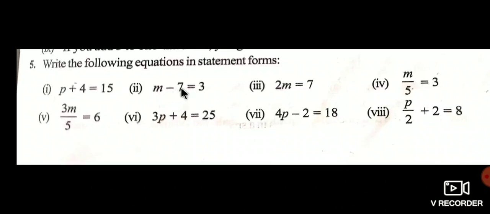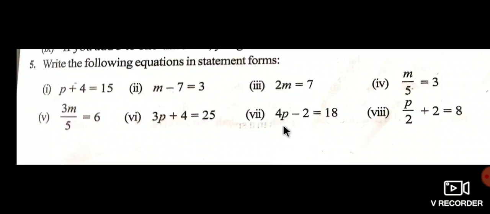Second one, that is M minus 7 is equal to 3. 7 is subtracted from M gives 3, or is equal to 3. One problem over. Next, fourth one. M by 5 is equal to 3. This is also over. That is 1 by 5 times of M is equal to 3. And next, fifth one, 3 times of M by 5 is equal to 3. 3 homework, yes, it's already over.